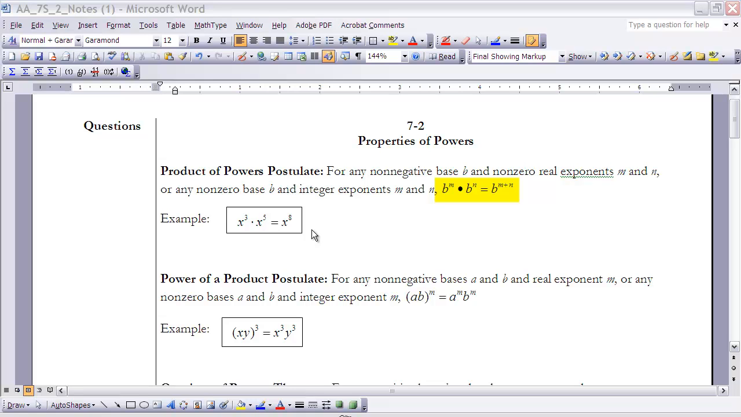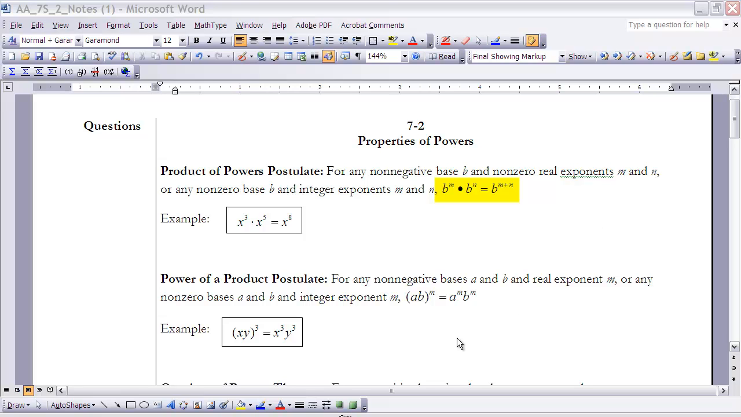Now for right now, it's really important that we also pay attention to the stipulations on this. This is for any non-negative base b and non-zero real exponents m and n. So as we go through that, pay attention to that piece as well.